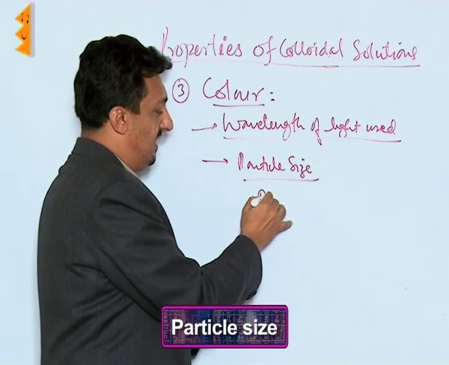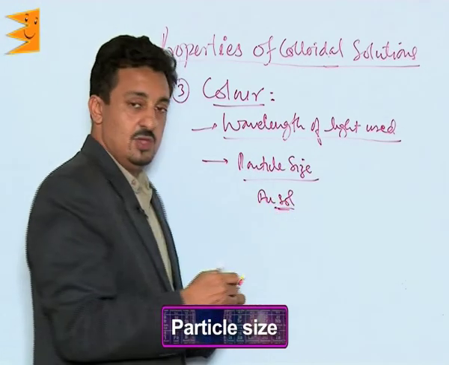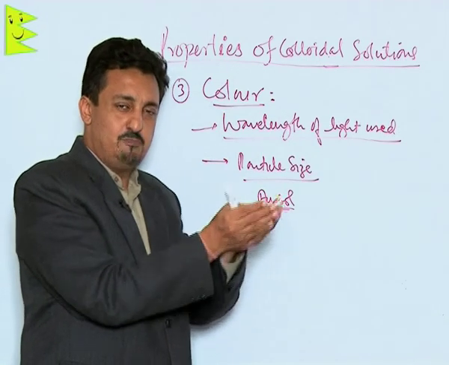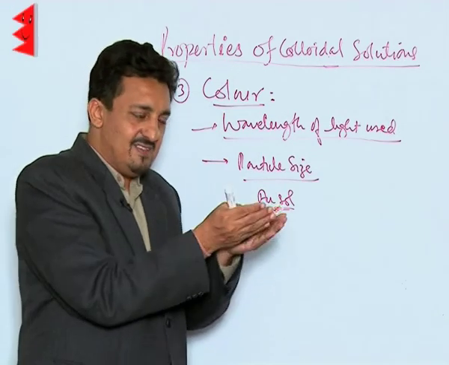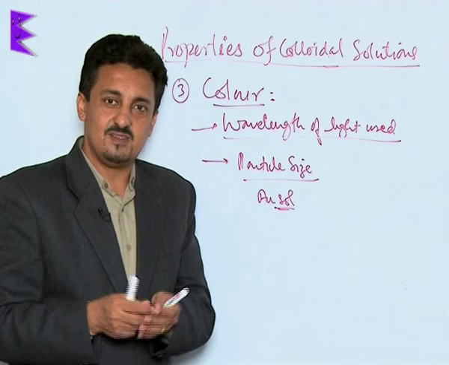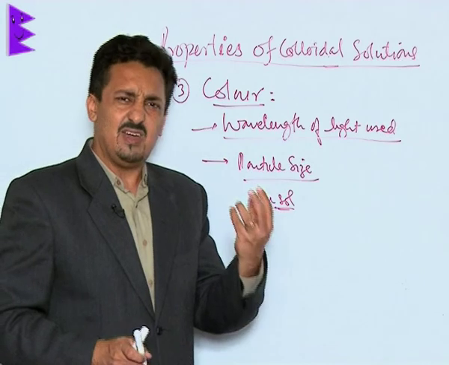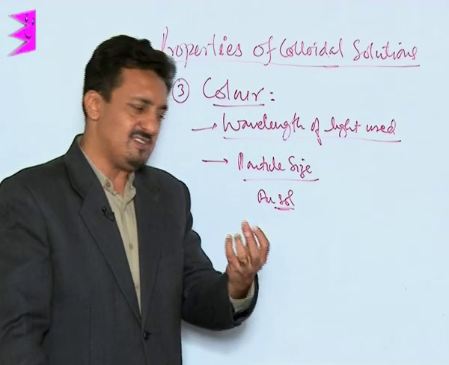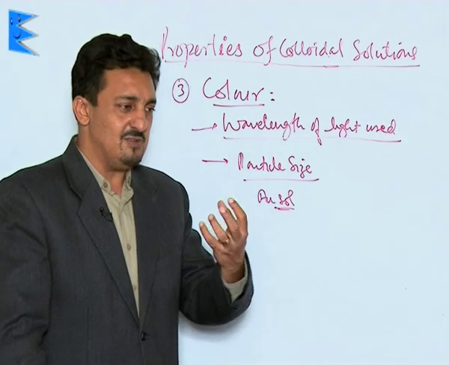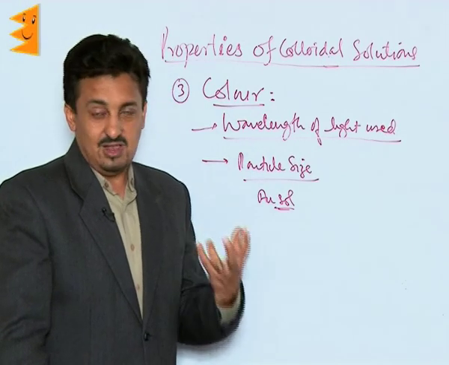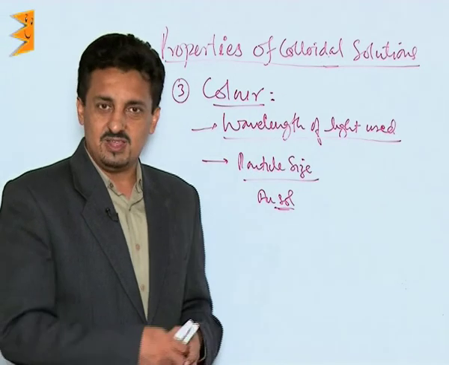The best example is gold sol, whose color changes from purple to blue to golden as the size of the colloidal particles is increased, or the gold particle is increased. So when the gold particles are very, very small, very fine, the color is purple. But when further increased, it becomes blue. Further increased, when they become very large, they are golden in color. So the color also depends on the size of the colloidal particles.